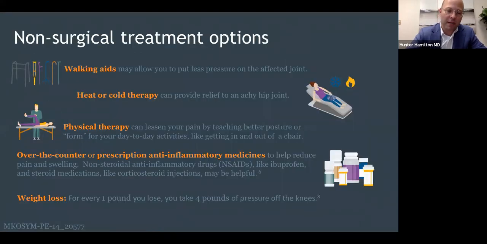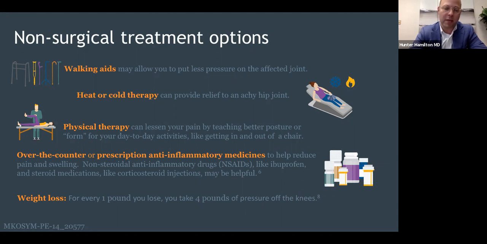And so when we have hip pain, there's a lot of non-surgical treatment options. Walking aids such as a cane or a walker can help take pressure or force off the joint. You can use heat or cold therapy to provide relief from inflammation or muscle tightness. Physical therapy can help improve your overall mechanics. It can help provide strengthening around the joint, as well as try to maintain some flexibility.